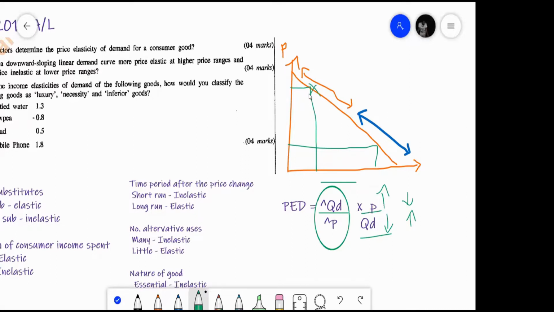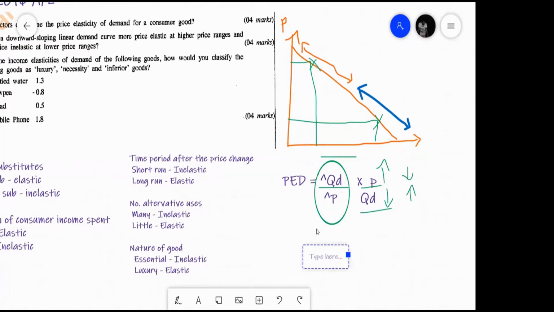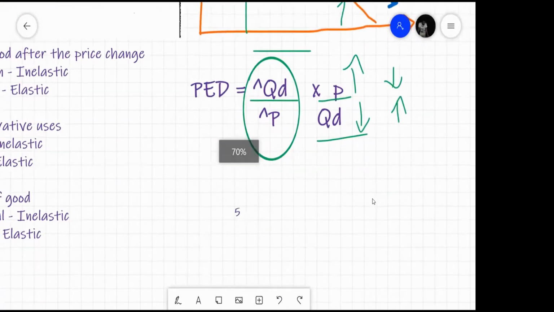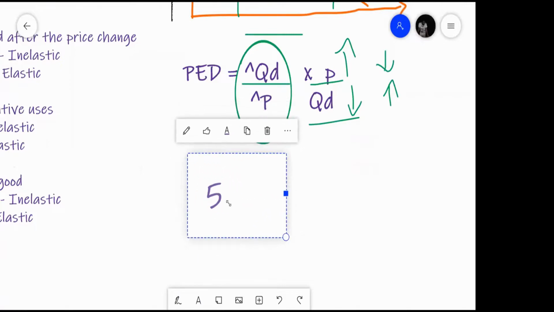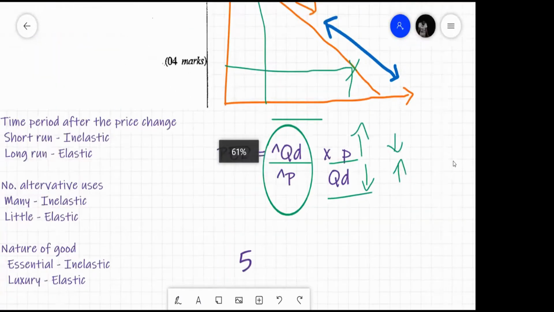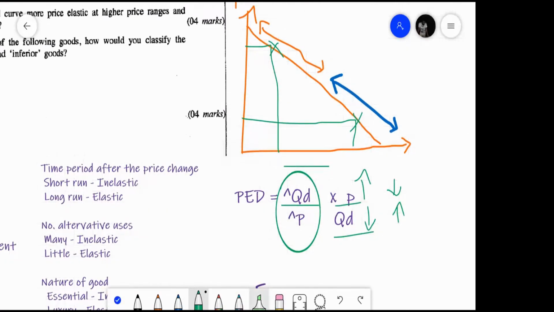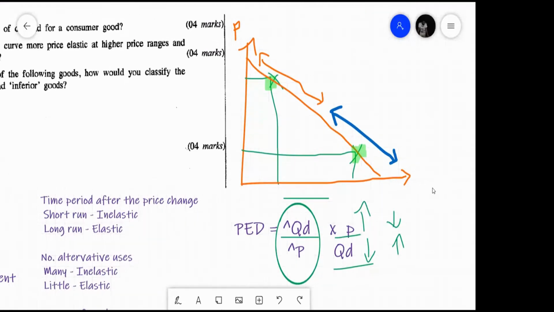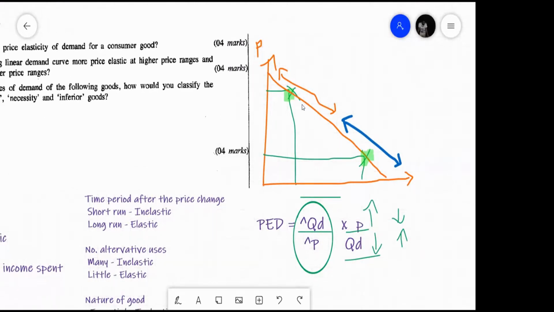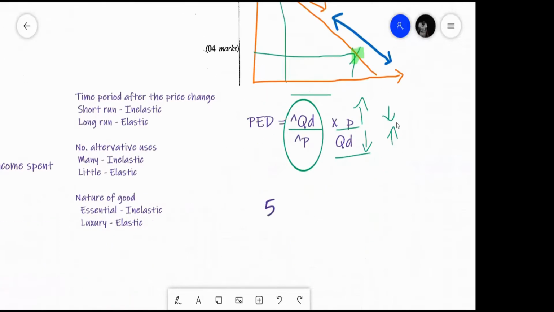For example, let's say the slope of this demand curve is 5, and I'll give you two points, this point here and this point here. We'll put in a few numbers for each. They're saying at higher price ranges it is elastic, and at lower price ranges it is inelastic. If price is high, it's elastic, not inelastic. I'll prove it to you here. So let's say the slope of this demand curve is 5, and I'll just give random numbers here.